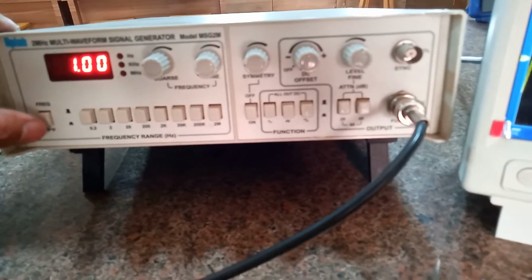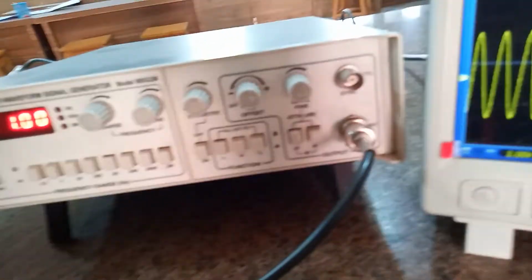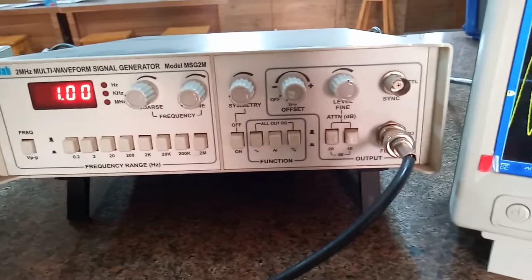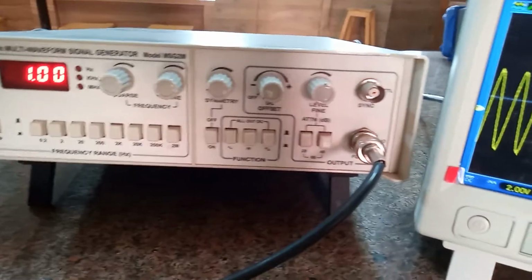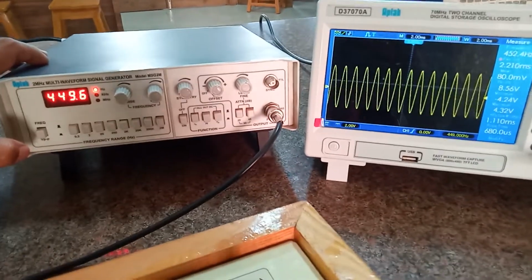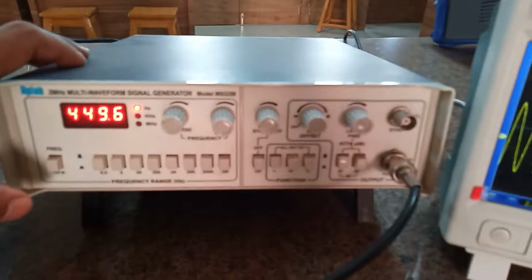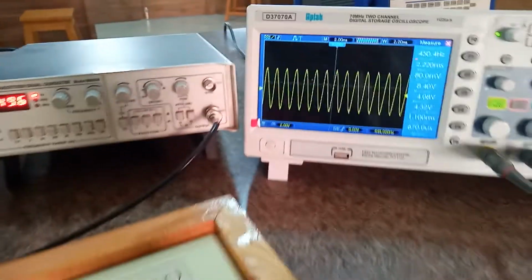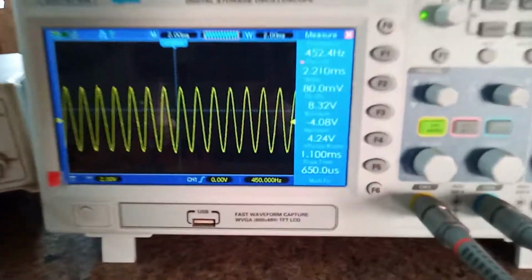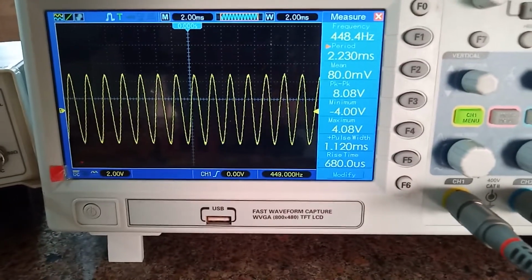Now again, I have set 1 volt. Remember, 1 volt is set very high. You can set 0.1 volt also, but I have set 1 volt so that we will easily be able to see the difference between the signals. Now you will see the frequency is 449 hertz, and the output we are getting is 8.24 volt peak to peak.